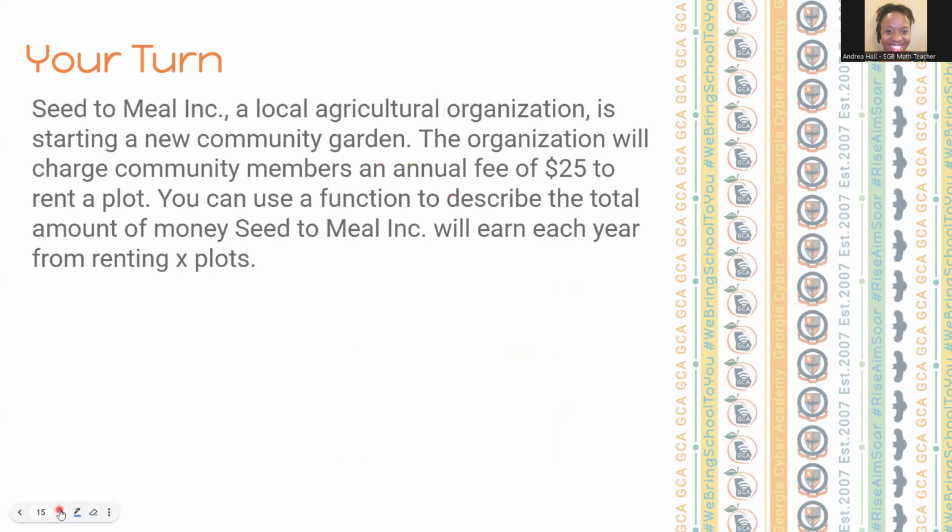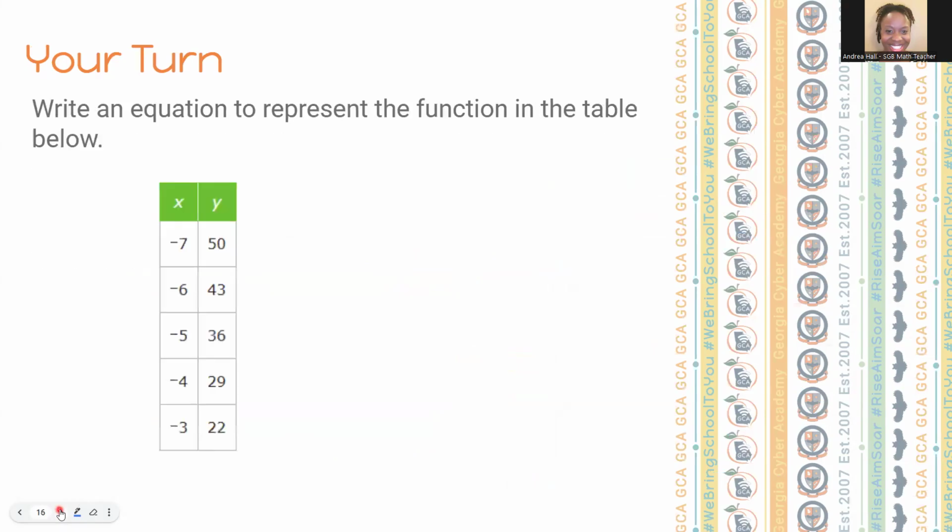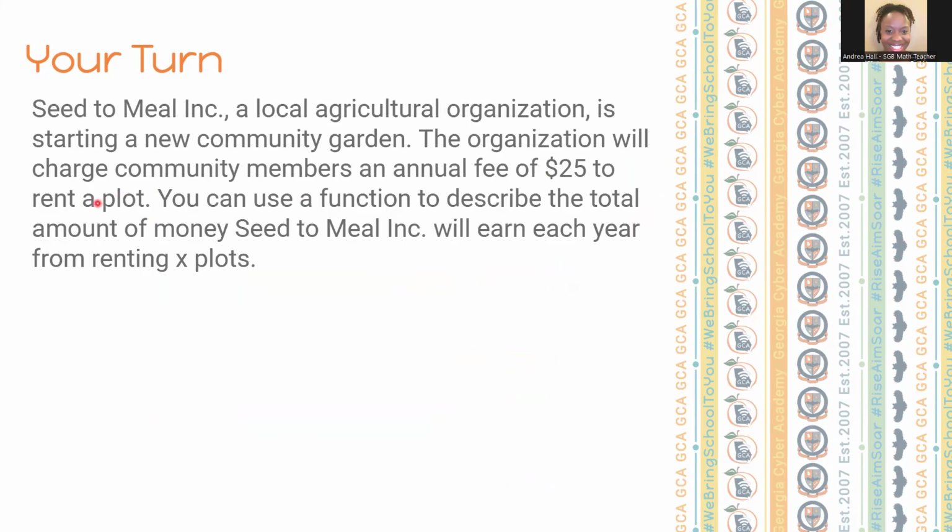All right. I want you to go ahead and give these a try, and I'm going to go and do another. Actually, we could do it right now. Go ahead and do this. Seed to Meal Inc., a local agricultural organization, is starting a new community garden. The organization will charge community members an annual fee of $25 to rent a plot. You can use a function to describe the total amount of money Seed to Meal Incorporated will earn each year from renting x plots. Go ahead and pause the recording and answer that.